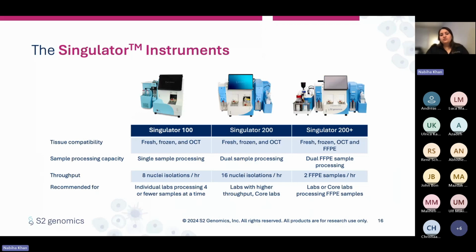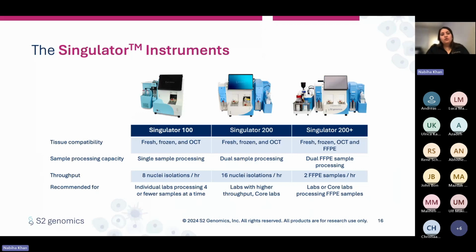With the Singulator 100, you can process 1 sample at a time for a total of 8 nuclei isolations per hour, to give some kind of time point. You can double that with the Singulator 200 and 200 Plus by processing 2 samples simultaneously or independently for a total of 60 nuclei isolations per hour.